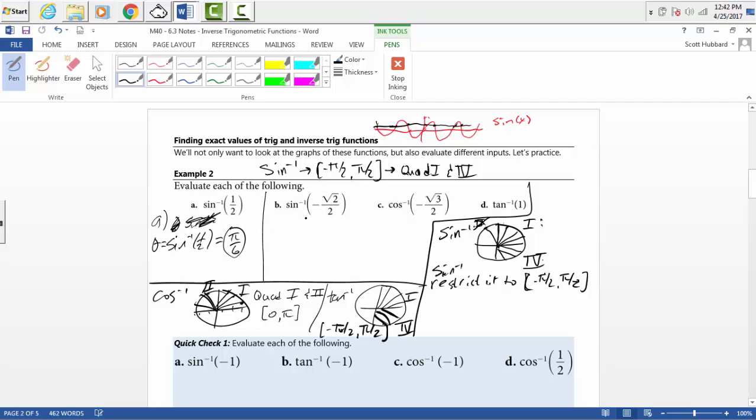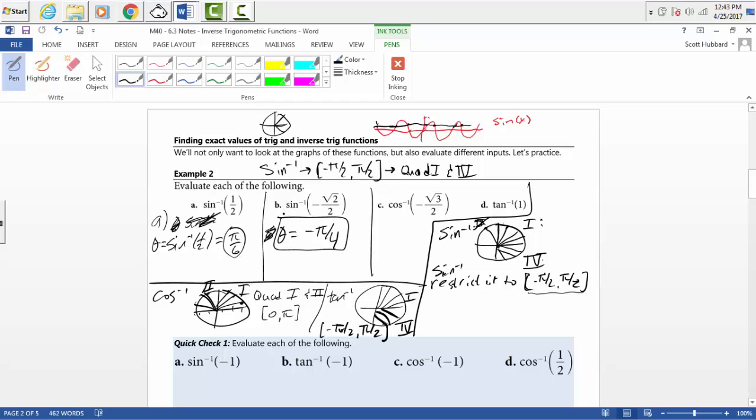Okay, so B is asking sine inverse of negative root 2 over 2. So what angle do I have to plug into sine to give me negative root 2 over 2? And again, I can draw my unit circle here. I want root 2 over 2. That's going to be 1/4 pi, but I need it to be negative. Now, I can't go over here into quadrant 3 because that's outside the bounds. The bounds of sine inverse is 1 and 4. So this is only what can come out. So I'm going to have to go down here, and that angle is negative pi over 4. So the theta here is going to be negative pi over 4.